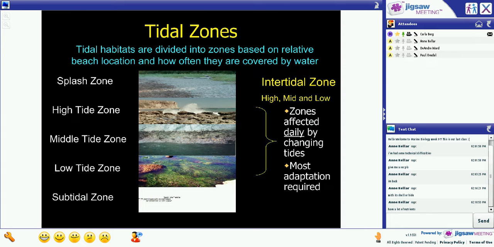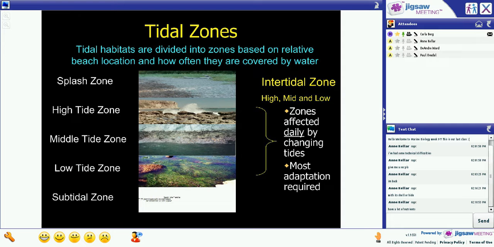So here we have a picture of our tidal zones. Oh, and it looks like one of my pictures did not load on the bottom there. So tidal habitats are divided into zones based on their beach location and how often they are covered by water. Splash zones are the area of the beach that is not usually covered by any water. But if it's really windy, some of the salt water will go up and splash it, or it is very close to the beach, so if there's a storm, the water will go up to that area.